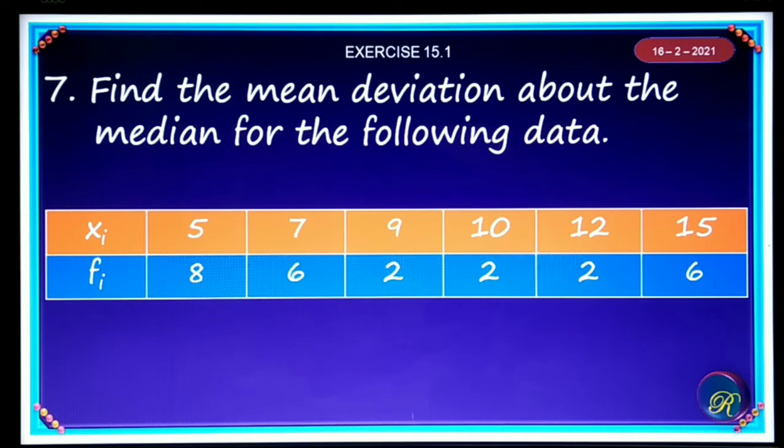Find the mean deviation about the median for the following data. Observations are 5, 7, 9, 10, 12, 15. Corresponding frequencies are 8, 6, 2, 2, 2, 6. This type of frequency distribution we can call a discrete frequency distribution.